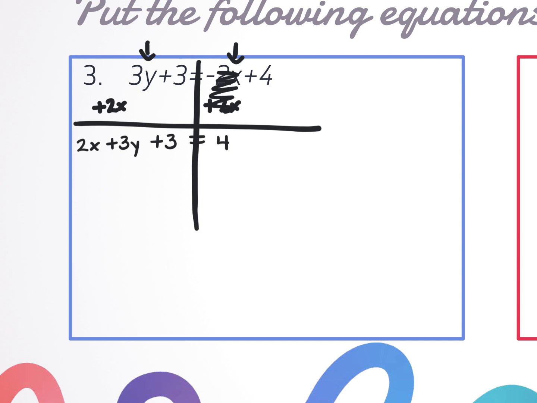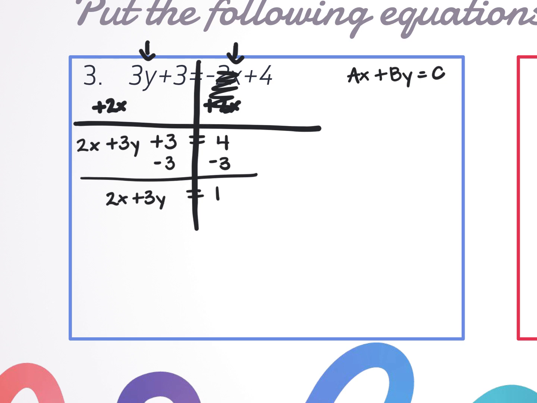Okay, if you remember, it is that ax plus by equals c. So I have my x, I have my y, but I also have a plus 3, and I don't want that plus 3, so I'm going to do the opposite, and subtract 3 from both sides. So now I have 2x plus 3y, and that's going to leave me with 1. So now when I look at this whole thing, I have just an x and just a y on my left side. And then I have what's called my constant, or just a number, on my right side.